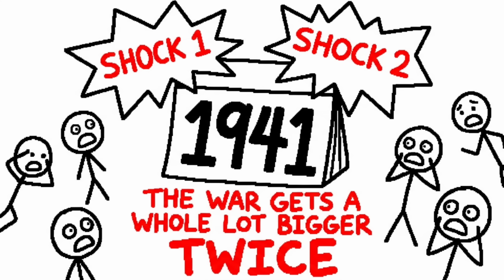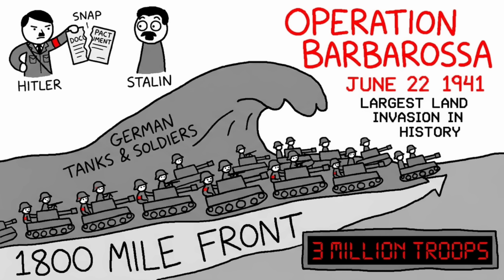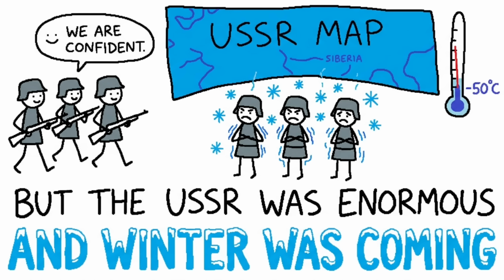Twice. First, on June 22, 1941, Hitler broke his pact with Stalin and invaded the Soviet Union. Operation Barbarossa was the largest land invasion in human history. Over 3 million German and Axis troops attacking along an 1,800-mile front. Initially, it was devastating for the Soviets. Germany captured millions of prisoners in the opening weeks. But the Soviet Union was enormous, and winter was coming.